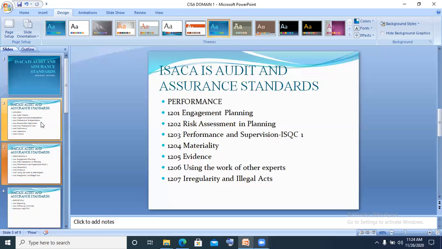All right, 1205 is talking about evidence. You can't write an audit report without evidence. So once you know the audit objective and you know the audit scope, you need to gather evidence before you can write a report.